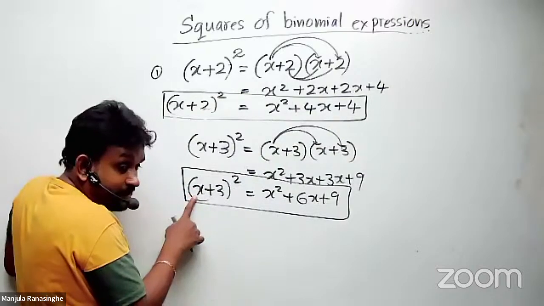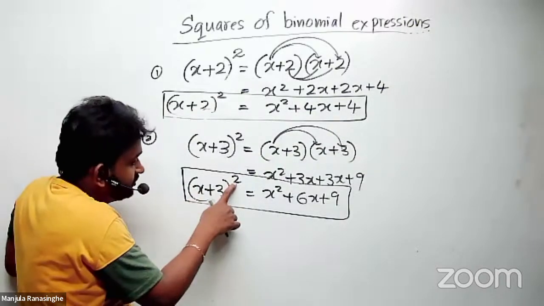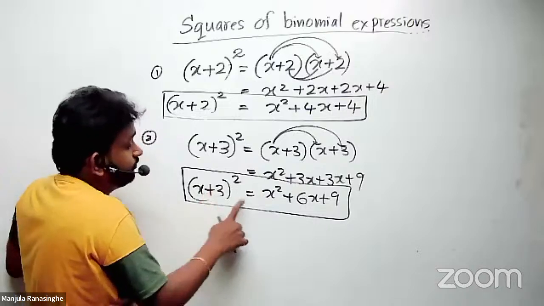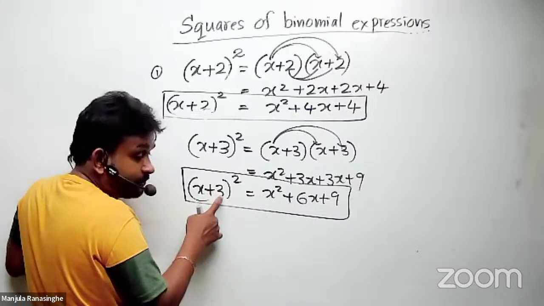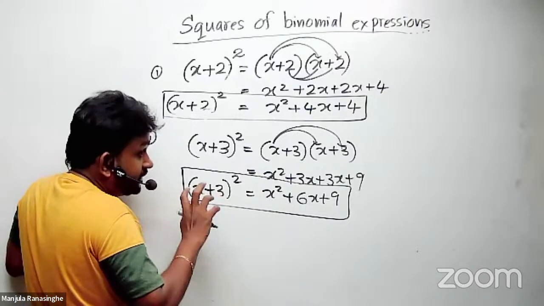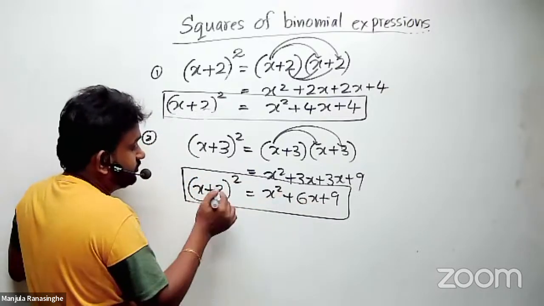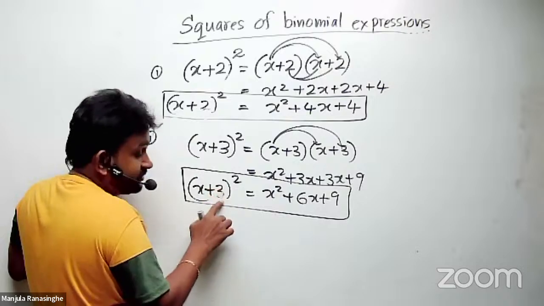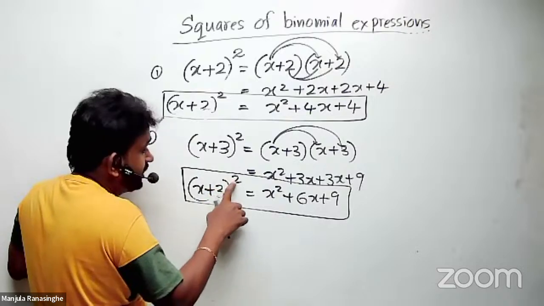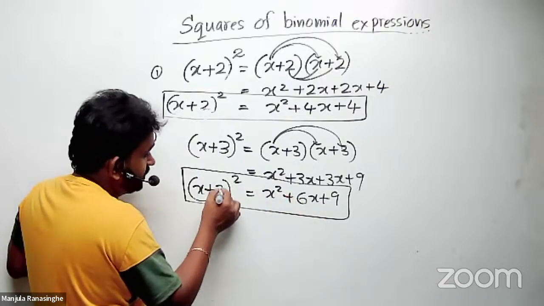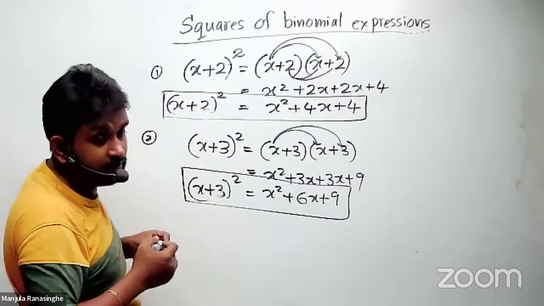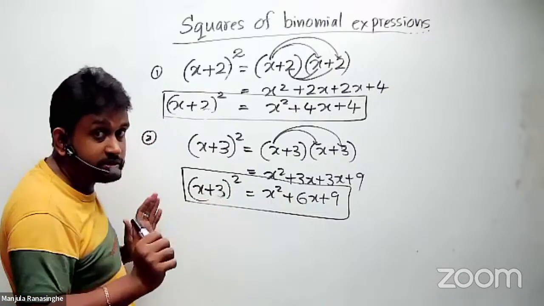Here, compare. The first term is squared, x squared, plus the product, 3 into x, 3x, twice, 6x, plus the last term squared. The second term is 3, and its square is 9. Okay, so that's how it works.